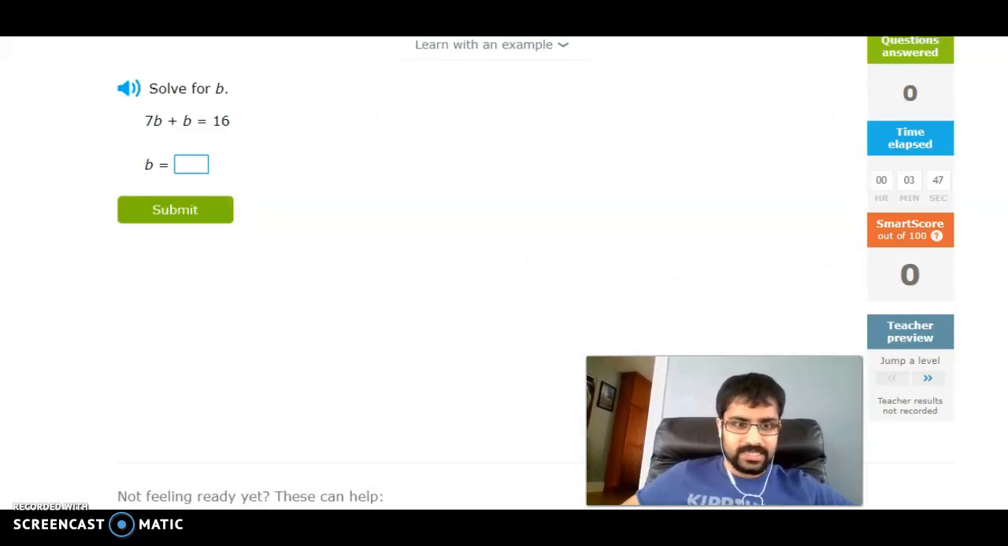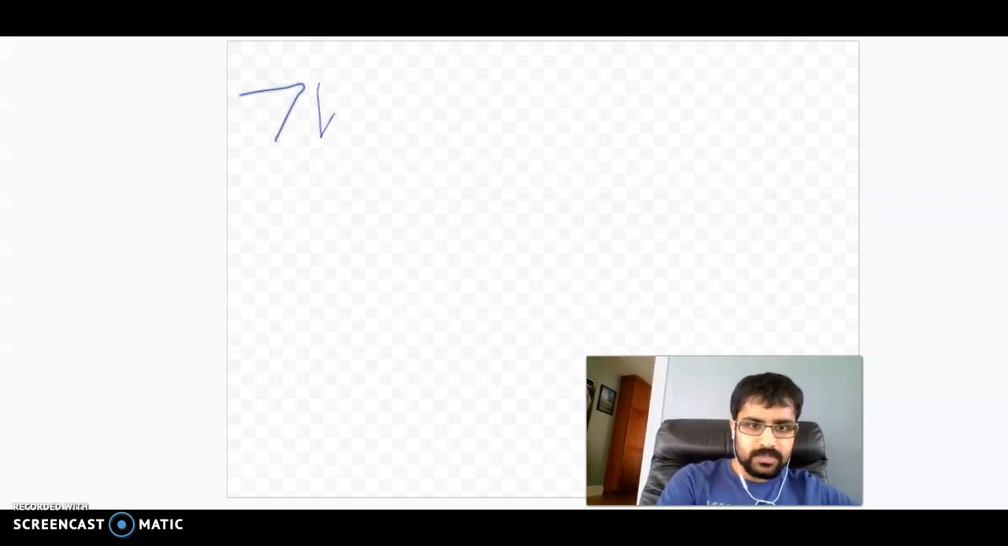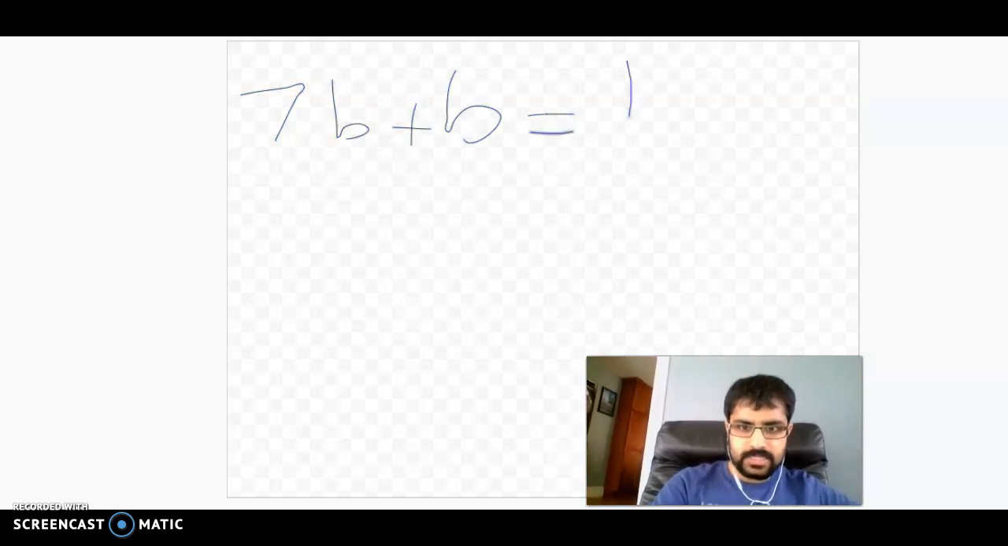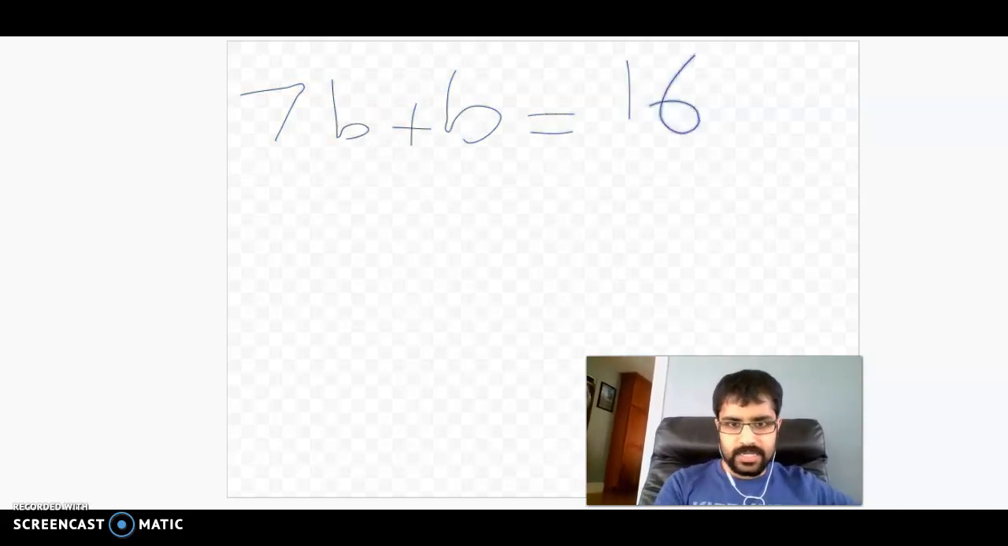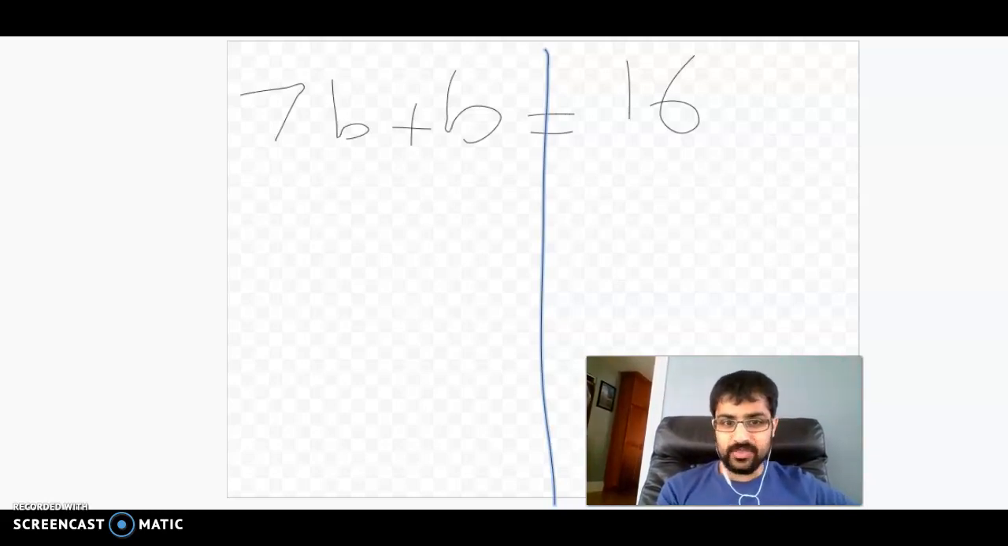So let's go ahead and write 7b plus b equals 16. To keep myself organized, I like to draw a line right down in the equation to make sure things move the right way in the right types of places. So I've got 7b plus b. Now I remember that that b actually has a coefficient of 1 in front of it. And so what I need to do to combine these is to add those two coefficients, or add the two numbers that are being multiplied by the variable b. So 7 plus 1 gives me 8. And then that's going to be multiplied by the b.